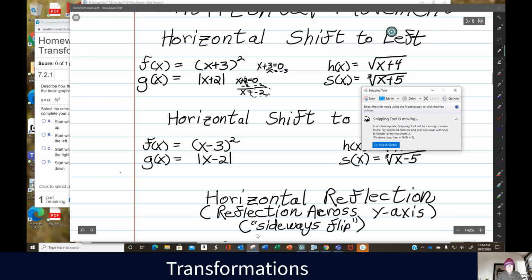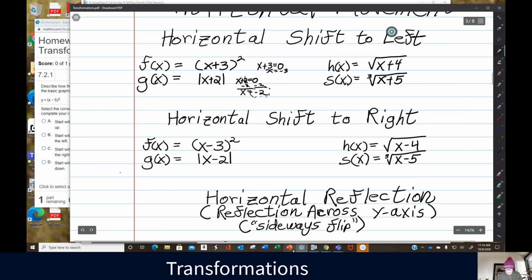Somebody make me stop turning it off, please. Oh, that's the photo. I don't want that.